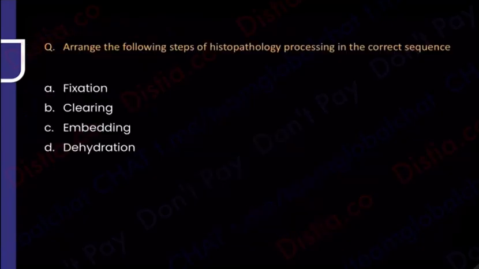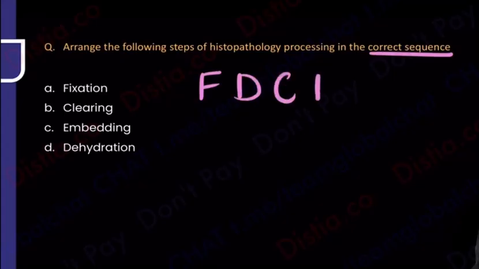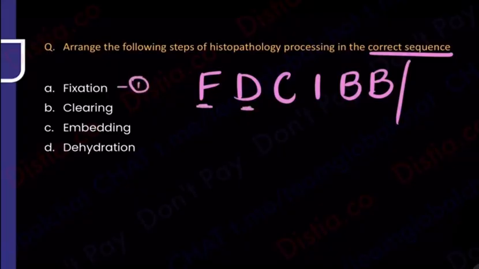Can you help me in arranging the following histopathology processing in the correct sequence? The mnemonic was: fix the concept in your bedding, blocking, and finally cutting and staining. So fixation must be 1. Dehydration must be 2. Then clearing must be 3. Impregnation is not mentioned here. Embedding and blocking is given, so that must be 4.